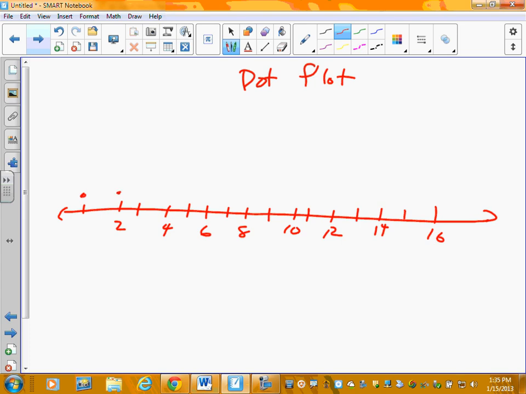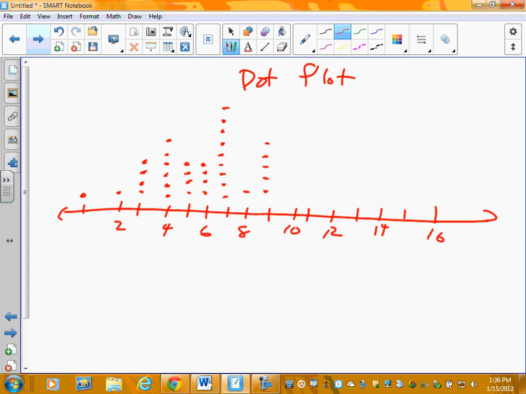I need 4 dots above 3. I need 6 dots above 4. 4 dots. 4 dots. 9 dots. 1, 5. That's called a dot plot.